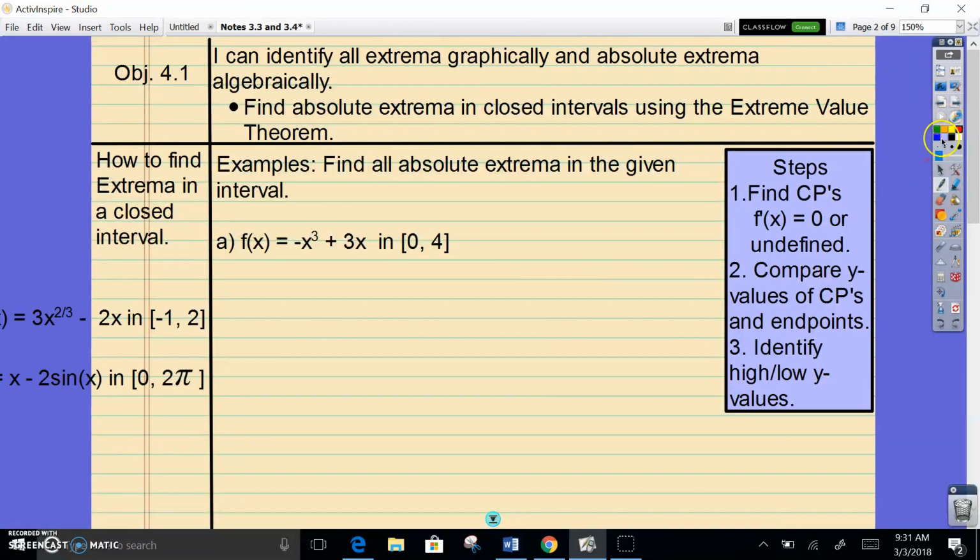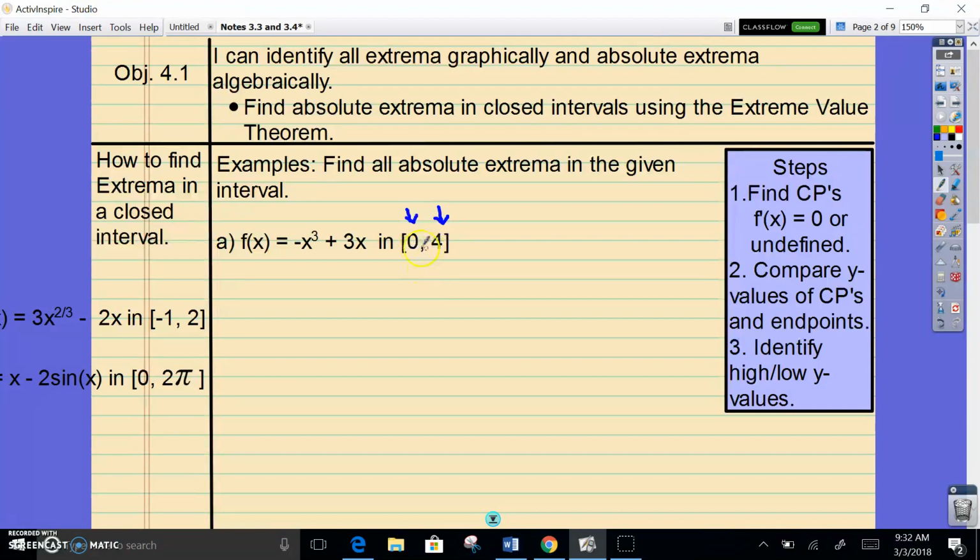So let's take a look at some examples. This is the same topic, but now we're going to look at an algebraic example. I do not have a graph of this, so I cannot just look at the picture and determine the answer. Instead, we're going to do this algebraically. And here's the deal. As soon as you see your interval, which will always be given, those are your first two potential candidates for your extrema.